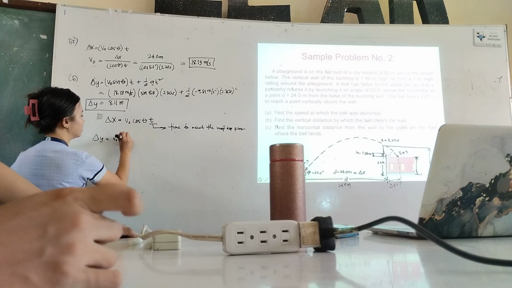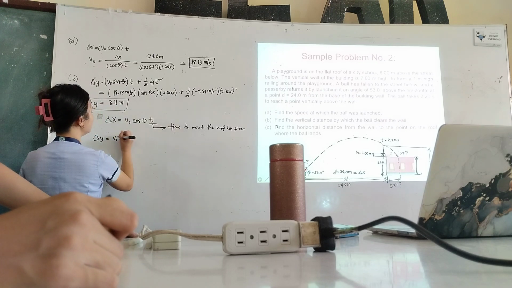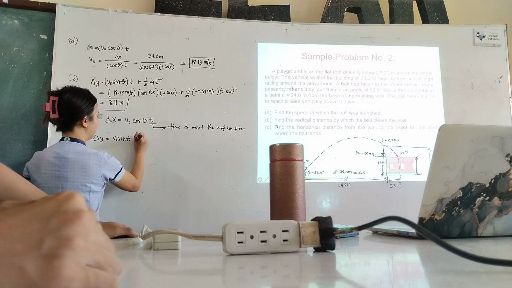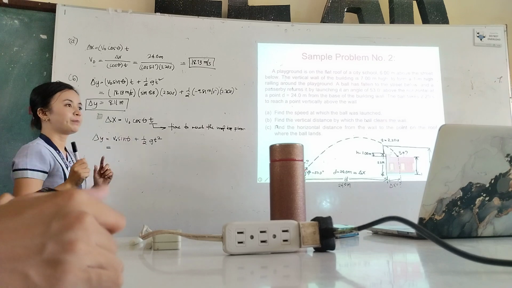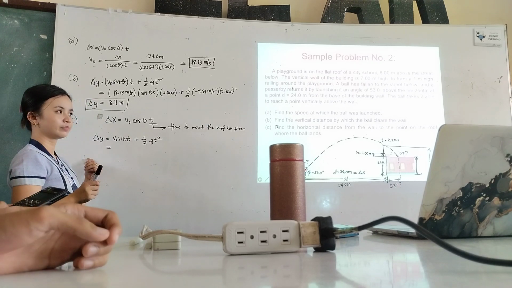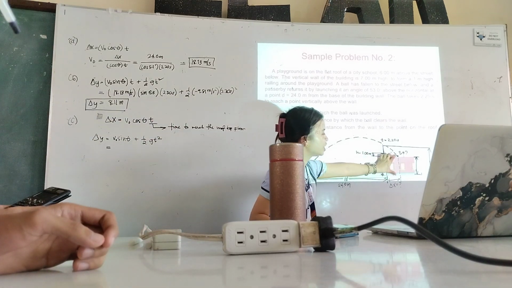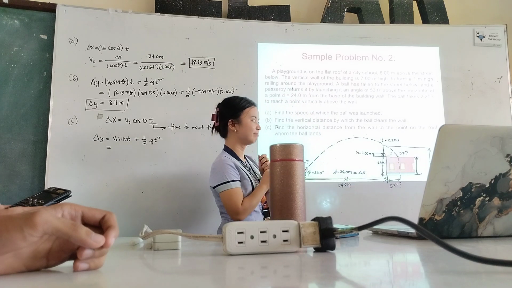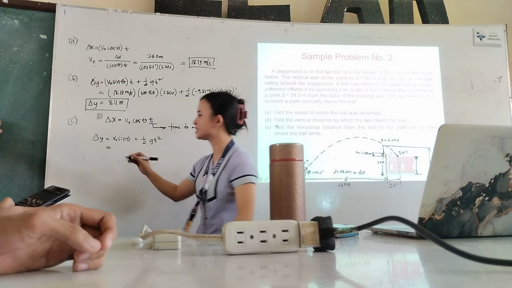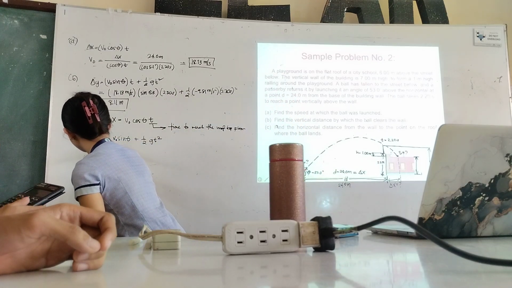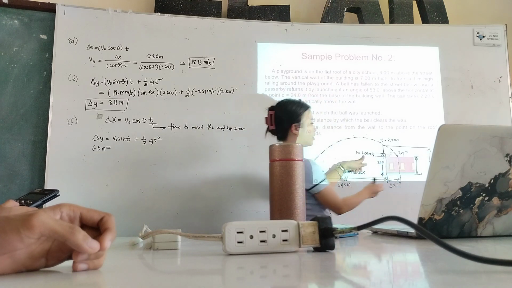Displacement: V0 sin theta t plus 1/2 g t squared. What is this? 8.11. Yes, ma'am. It reached the rooftop floor. Minus 7, meaning it did not land. 6 meters. 7 minus 1 meter.